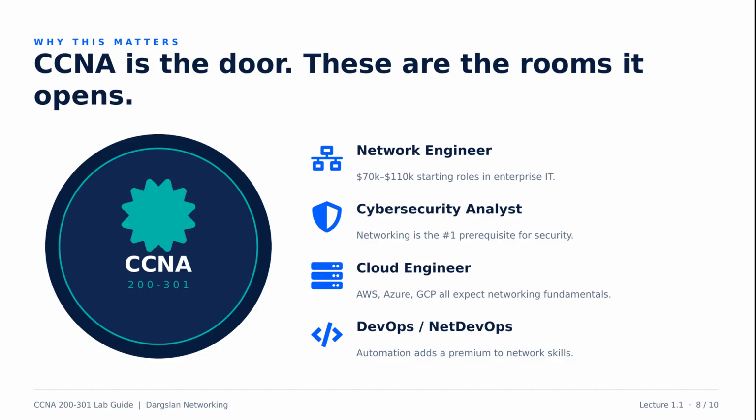Let's talk about why this matters beyond the certificate on your wall. CCNA is the door. Network engineer is the first room. $70,000 to $110,000 in starting enterprise roles. Cybersecurity is next door. Networking is the number one prerequisite. Cloud engineering builds directly on CCNA. AWS, Azure, and GCP all expect these fundamentals. And NetDevOps? Automation on top of network skills is one of the highest paid combinations in tech today.